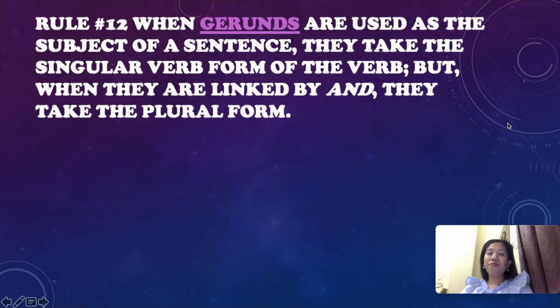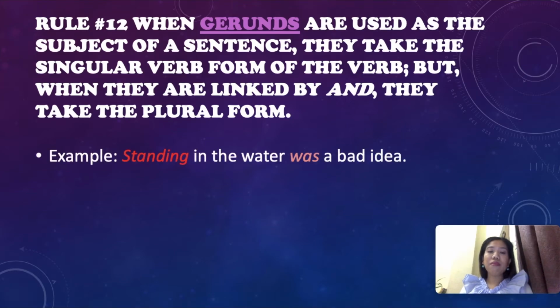Rule number 12. When gerunds are used as the subject of a sentence, they take the singular verb. But when they are linked by and, they take the plural form. So what are gerunds? Do you still remember? Those are verbs with ing form and used as a subject. Example, standing in the water was a bad idea.